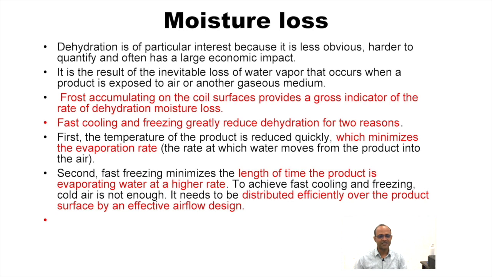So for example, faster cooling and freezing greatly reduce the dehydration. There are two reasons for that. First, the temperature of the product is reduced quickly, which minimizes the evaporation rate. So less water will be available for evaporation. Secondly, faster freezing minimizes the length of the period in which the evaporation occurs at the higher temperature. So this means if you go with the faster freezing process, this moisture loss can be drastically reduced.